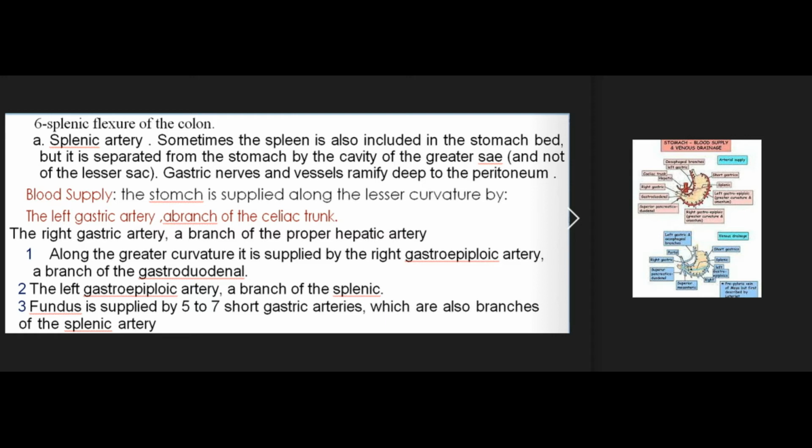Blood supply. The stomach is supplied along the lesser curvature by the left gastric artery, a branch of the celiac trunk, and the right gastric artery, a branch of the proper hepatic artery. Along the greater curvature it is supplied by 1. the right gastroepiploic artery, a branch of the gastroduodenal; 2. the left gastroepiploic artery, a branch of the splenic; 3. The fundus is supplied by 5 to 7 short gastric arteries, which are also branches of the splenic artery.